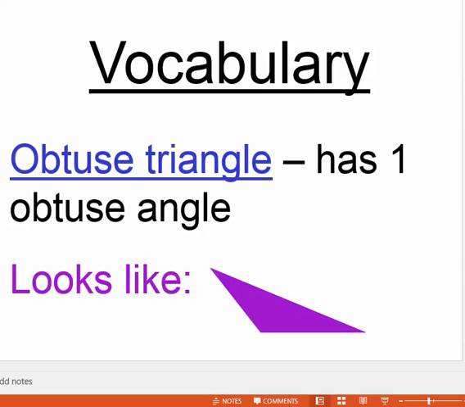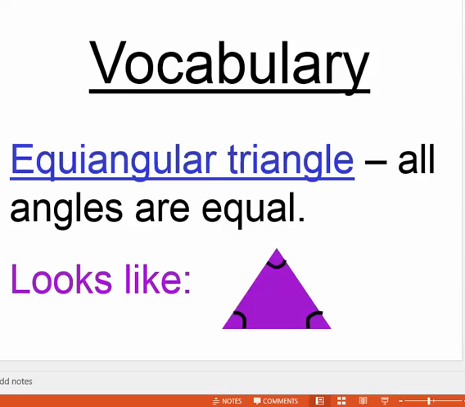An obtuse triangle has one obtuse angle. It looks something like this. Not all of them look exactly like this, but you'll notice the largest angle is obtuse, which means it is greater than 90 degrees. Equilateral triangle, all angles are equal. It looks like this.